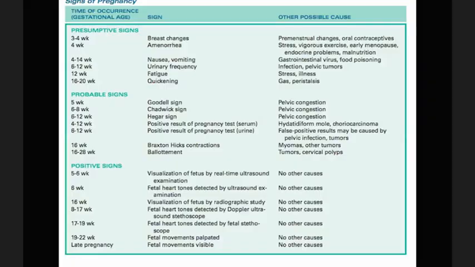Okay, so symptom-wise, according to this chart, there are lots of symptoms: breast changes, tingling sensation, painful and tender breasts. They become amenorrheic, with nausea, vomiting. Sometimes urinary frequency will increase, and body tiredness. Some people don't even realize until they feel the quickening. Quickening means the first baby movement in the uterus, which can be felt around 16 to 20 weeks, and all these signs. So these are symptoms of pregnancy.